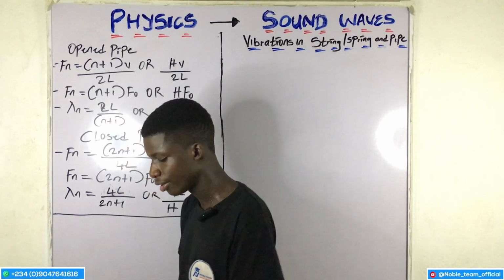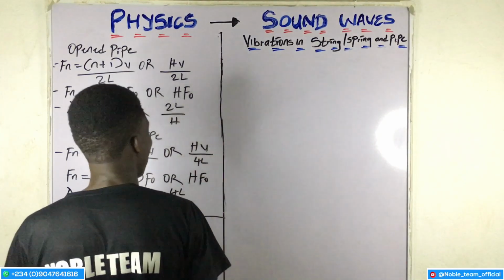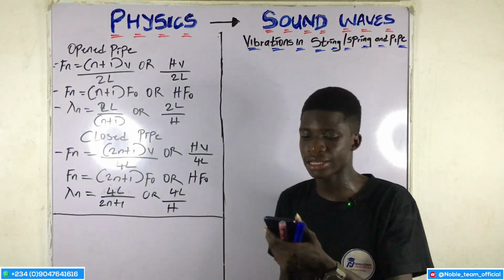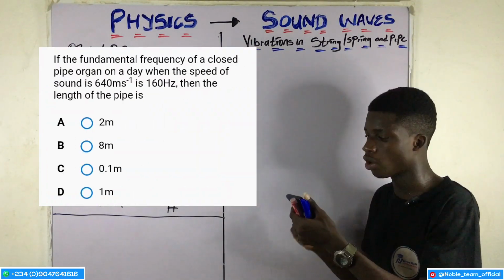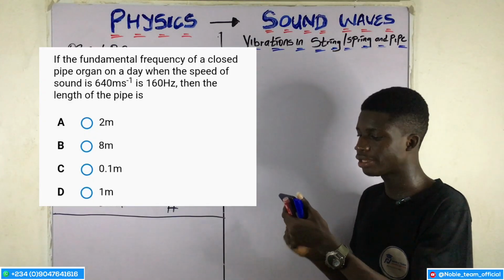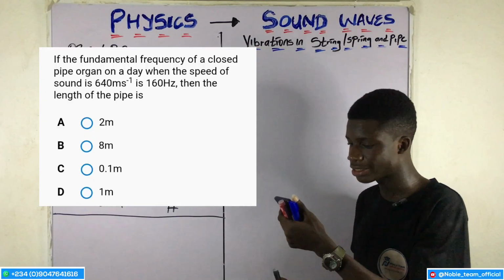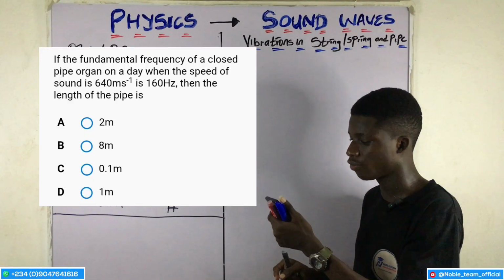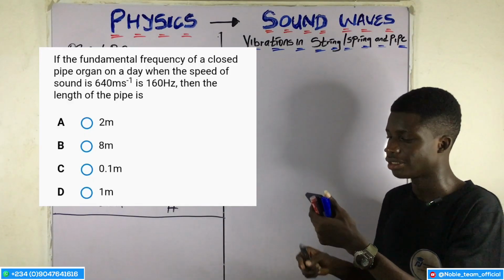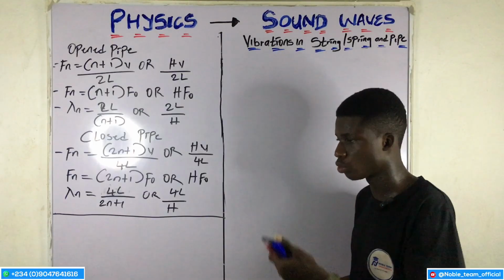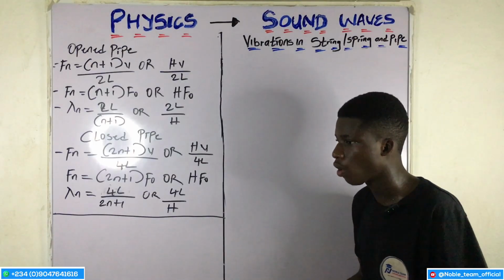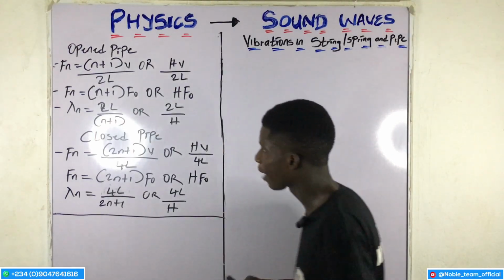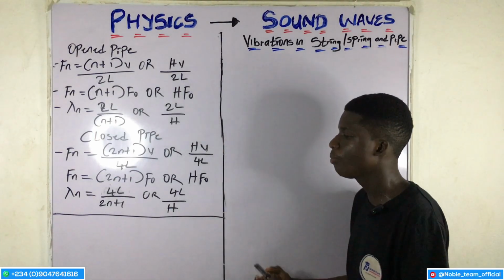Okay, good. Now let's start by solving question 1. The question says, if the fundamental frequency of a closed pipe organ on a day when the speed of sound is 640 meters per second and is also having a frequency of 160 Hz, then the length of the pipe is what? Now they said organ. Are we going to classify it under an open pipe or a closed pipe?